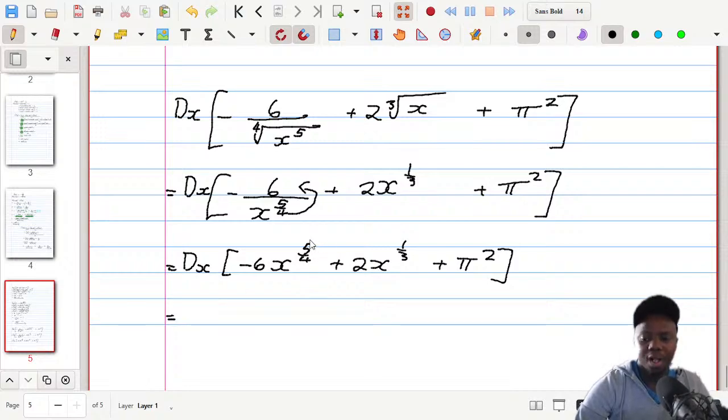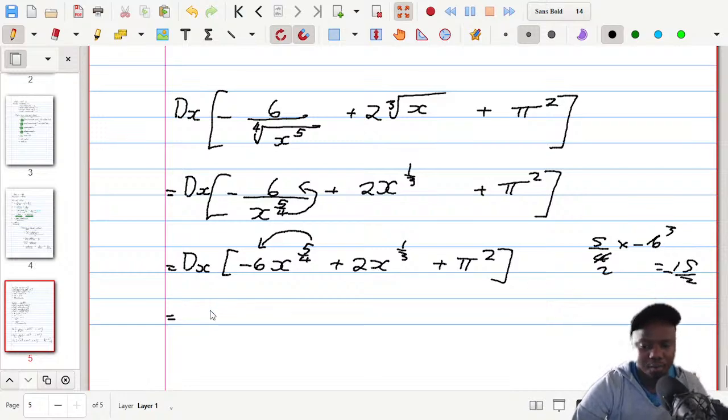So, multiply exponent with coefficient. Let's see. 5 over 4 multiply by negative 6. Let's see. 2 goes in there twice. 2 goes in there 3 times. We've got negative 15 over 2. So, negative 15 over 2x. Subtract 1 from the exponent. 5 over 4 minus 1, that's going to give us 1 over 4.